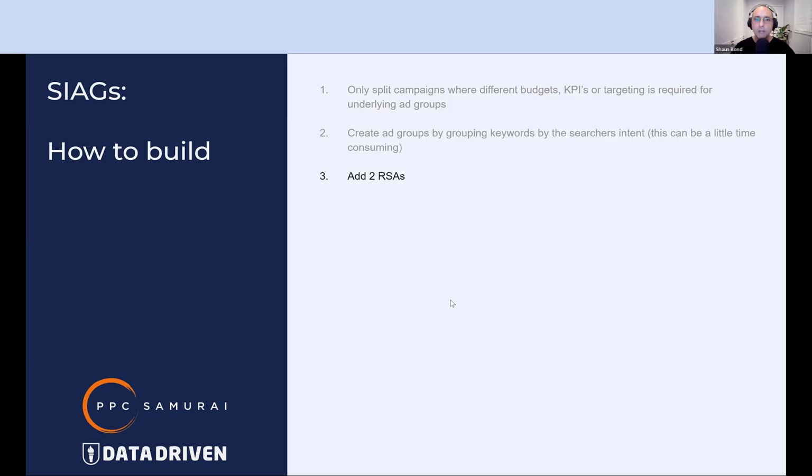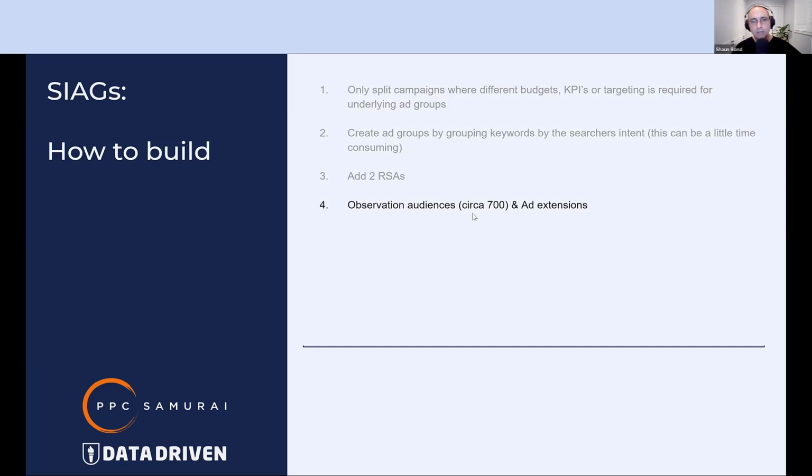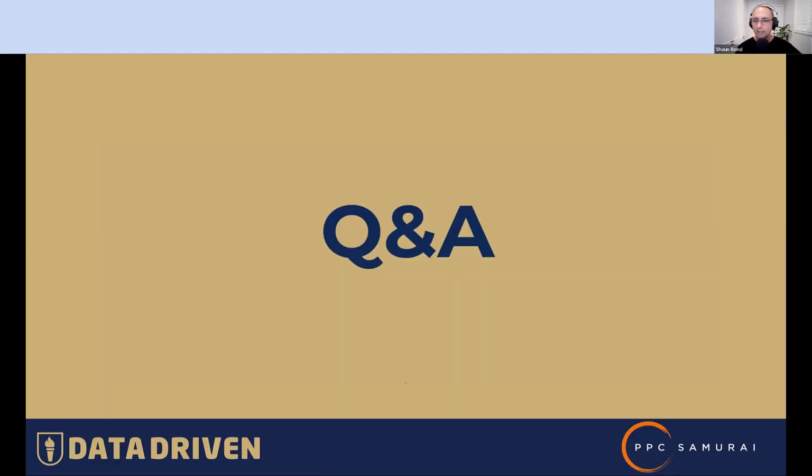You then go and add your 2 RSAs or ETAs or whatever else you want to do. Add your observation audiences and your extensions. This will be a common theme that you'll see in pretty much everything that I present because it's nearly always missed, particularly the observation audiences, and it's just so critical. All right, that's it for SIAGs. Happy to take any questions.